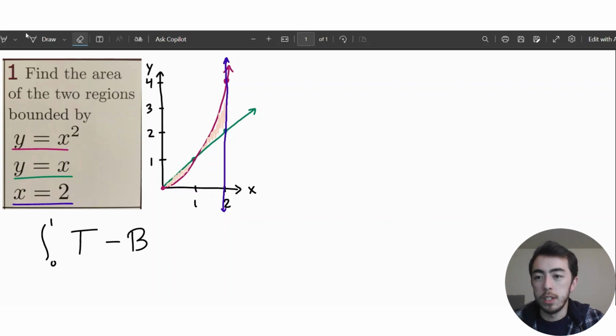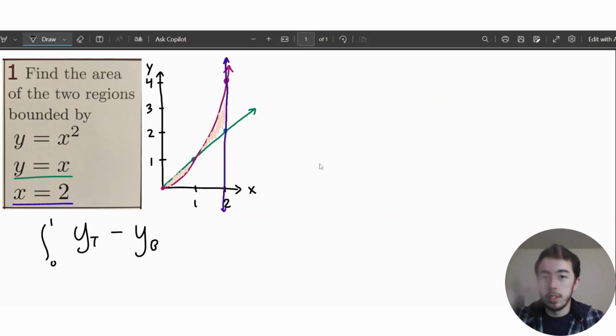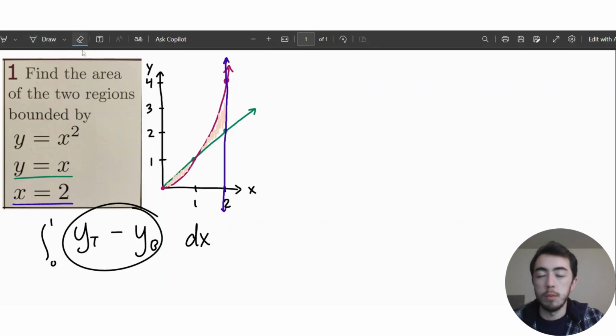So the top function here is going to be this y equals x. I would really like to just be able to say the top y value subtracted by the bottom y value. This gets me that vertical distance that I wanted. But since I'm looking left to right, in that x direction, I would actually like both of these to have x as their variable instead of y.